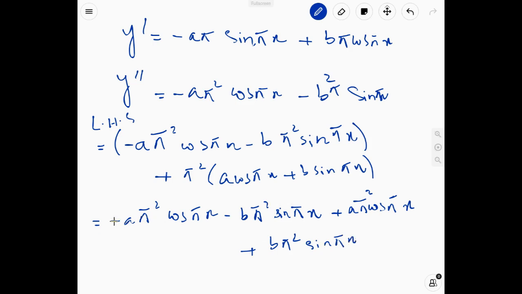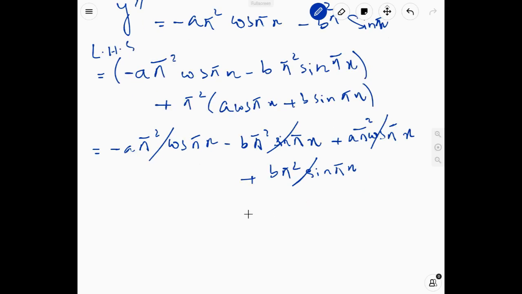We can notice that this gets cancelled with this, since they are additive inverses of each other, and similarly this gets cancelled with this one, and we are left with 0 because all of the terms are cancelled with each other, and this is equal to the right hand side. Thus the given function is the solution of the given ordinary differential equation.